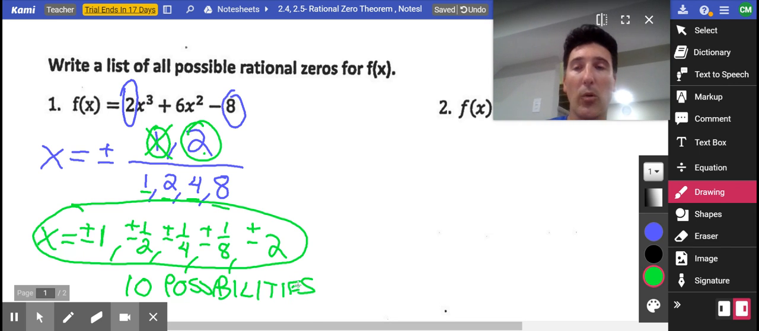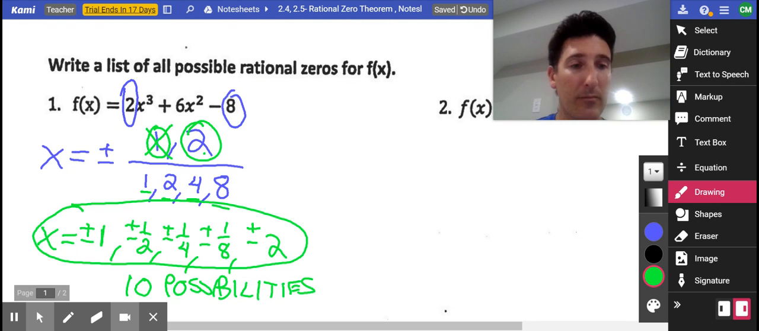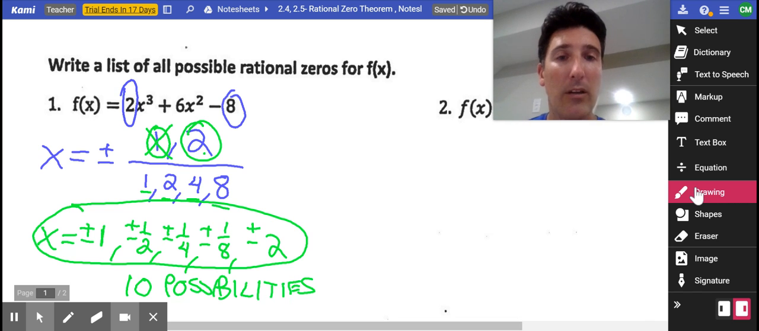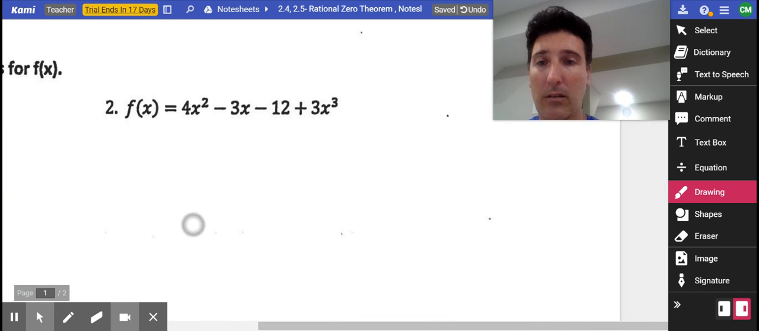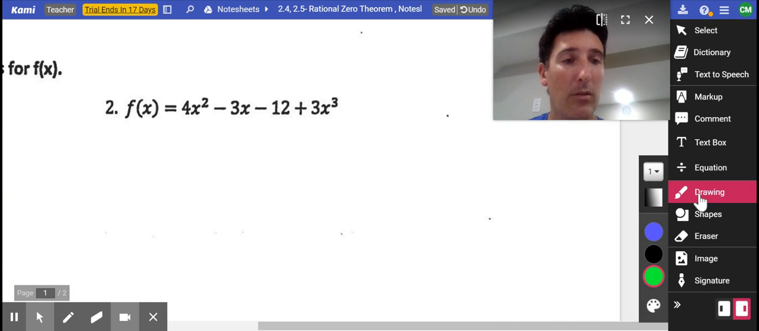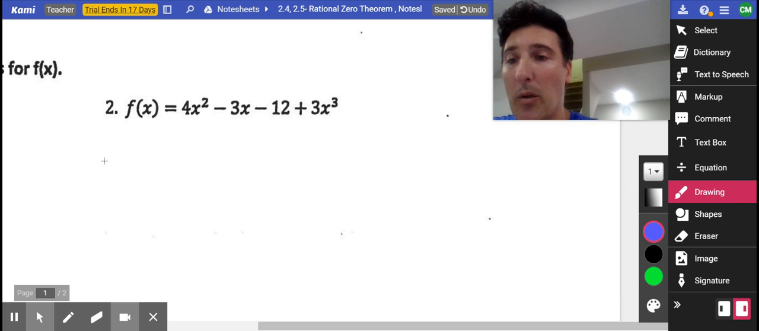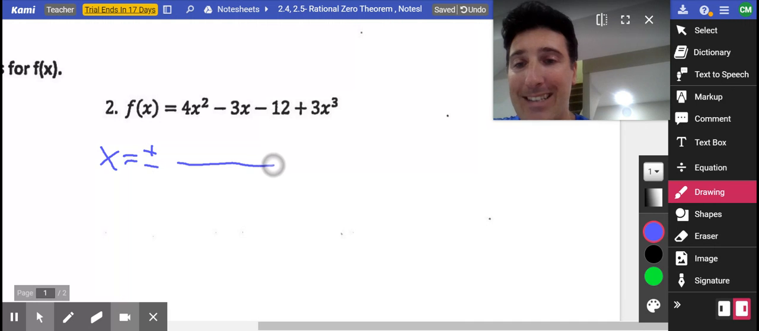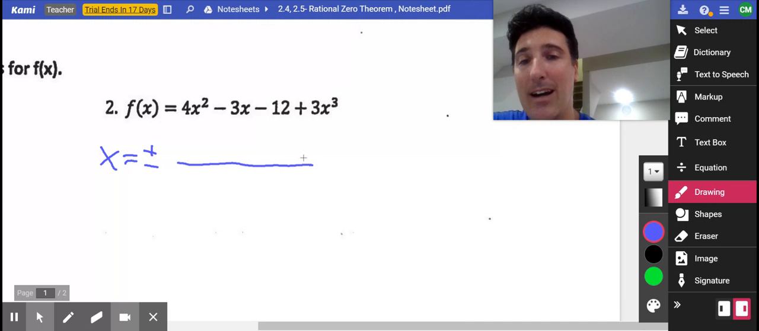All right. So what that means is after I get this list, I'm only going to use synthetic division for these numbers listed. And then it's just trial and error. All right, let's do number 2. So number 2, it's in blue. So we're going to put x equals plus or minus. And then remember the top, those are the factors of the constant.